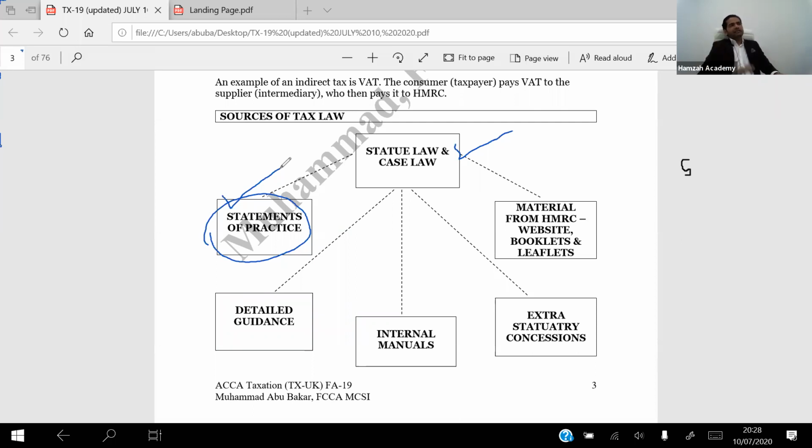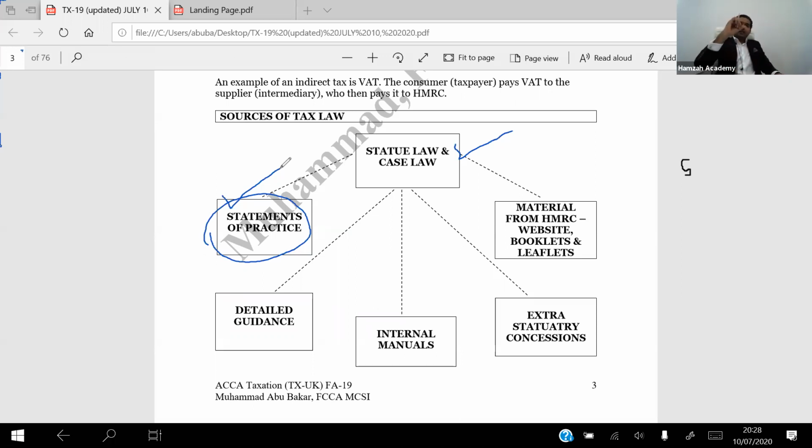Now detailed guidance, why? What is detailed guidance? Detailed guidance is that part we call in practical life commentary. Now what is commentary? Commentary is the same thing. You have a football match. There are two people telling Cristiano Ronaldo has the ball and he's going to make the goal and there's the goal. So all that, whatever we are hearing, is commentary. What is commentary or detailed guidance in the law?